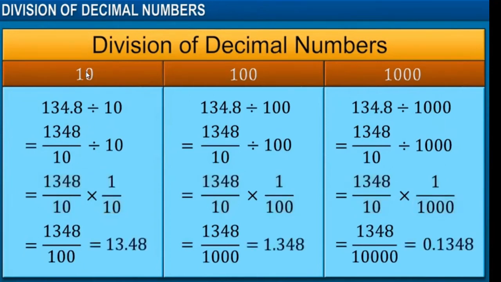Okay, so here 134.8 divided by 10. So 134.8, we can convert this decimal number to a fraction. That will be 1348 by 10 divided by 10. Now divided by 10, this is a fraction, this is a whole number. Fraction divided by a whole number, we can convert it into multiplication by taking the reciprocal of the divisor. So that is 10, the reciprocal is 1 by 10.